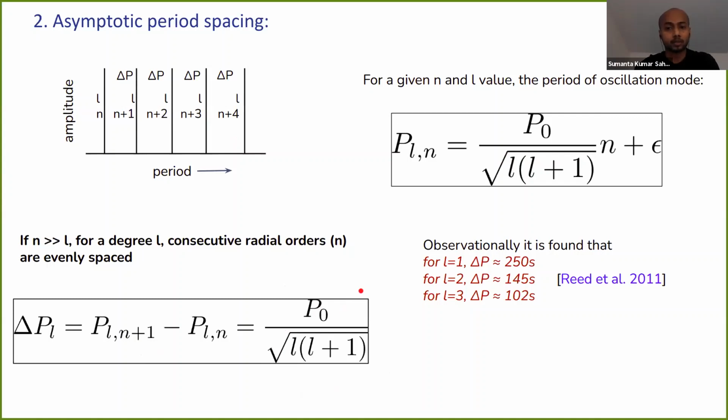Observationally, we found that for L equal to 1, this period spacing is always nearly equal to 250, and for L equal to 2 it is 145. For the higher orders, we can also calculate it from this equation. So for our 3 targets, which we published from the short cadence data, we don't have any multiplet splitting, and the only way to identify the modes is from this asymptotic period spacing.